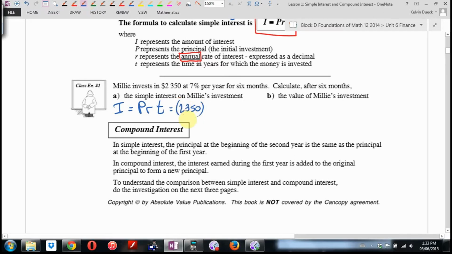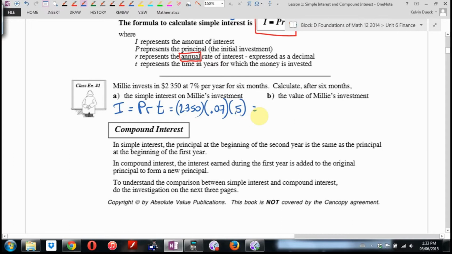Brandon, I'm going to pick on you again because you're really zoning out. What's the interest rate as a percent, first of all? 7. Is it per year? So we're okay. Change 7% to a decimal. What's 7% as a decimal? 0.07. Okay. And then T is the time. How long is the time in years? It's 6 months. What fraction of a year is that? Can you guys crunch that?